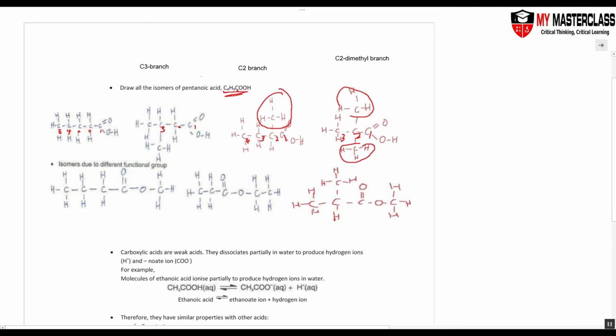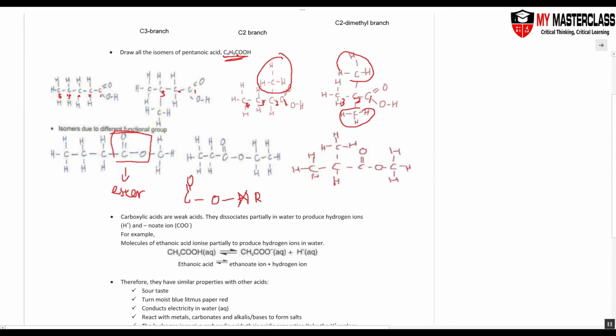Okay, and then pentanoic acid will give you isomers with a different functional group. This one is your ester. So be careful about your ester. Ester is C double bond O, single bond O. This O is not going to bind to H. If it binds to H, it becomes a carboxylic acid. So this O, usually we say it binds to an R group. R group can be any number of carbon and hydrogen. Okay, so we have your esters here.